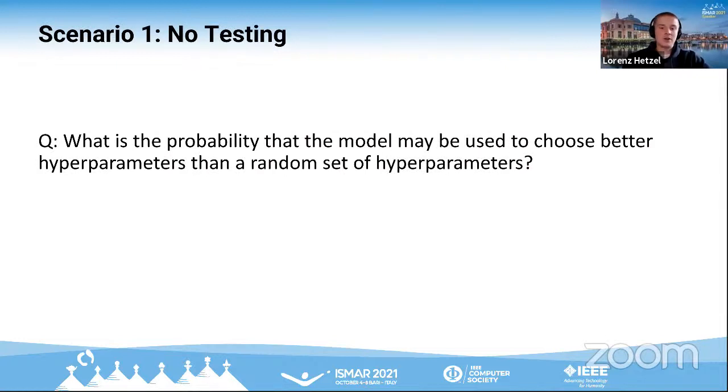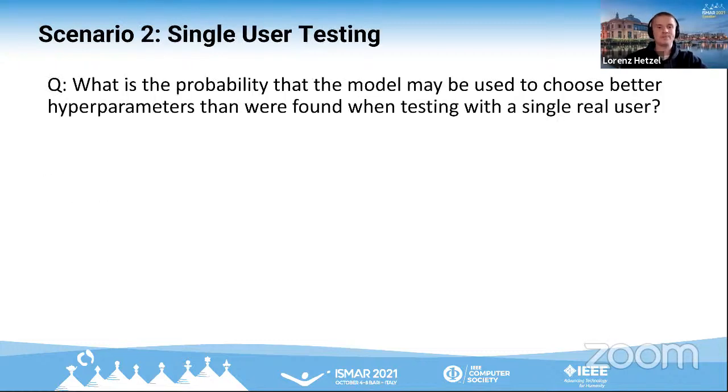As I said, the first scenario we're looking at is what is the probability that the model may choose better hyperparameters than a random set of hyperparameters? So if you just randomly pick one. And the answer is 99.8%. So in almost every case, our model will outperform randomly guessing a hyperparameter.